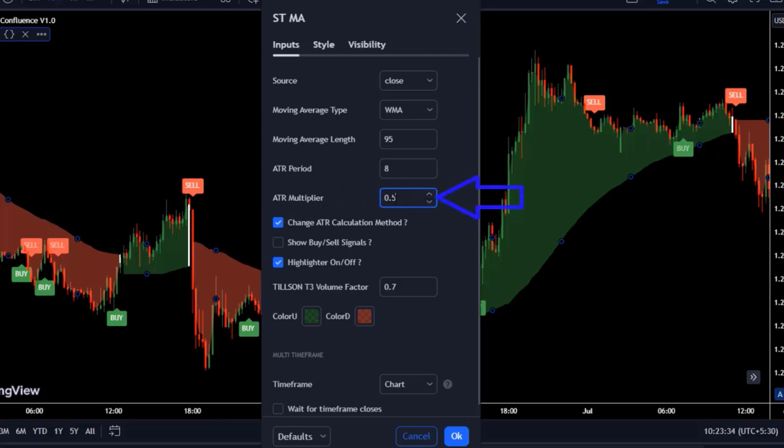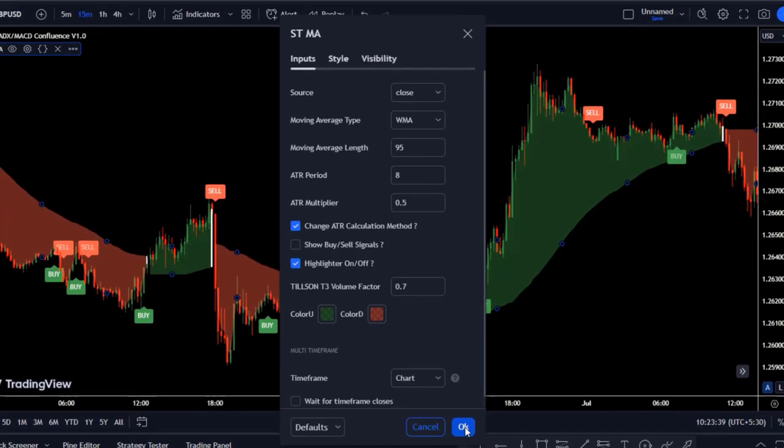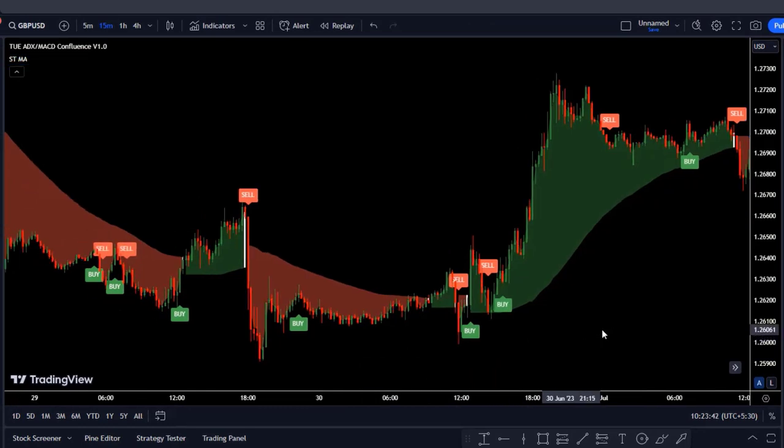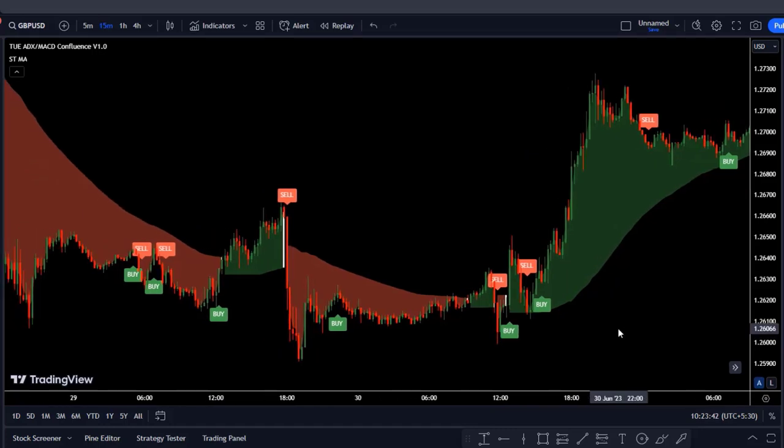Lastly, let's discuss the ATR multiplier parameter. This parameter determines the multiplier applied to the ATR value, which helps define the distance between the moving average and the support resistance levels. Adjusting this parameter allows you to fine-tune the sensitivity of the indicator to price movements. The default value of 0.5 works best on many assets and has proven to provide the best results for our strategy. Now that we have our trading setup optimized for both scalp and swing trades, we're ready to make the most out of market movements.